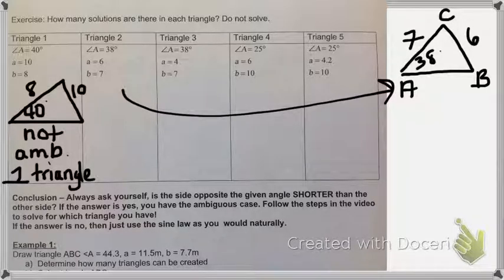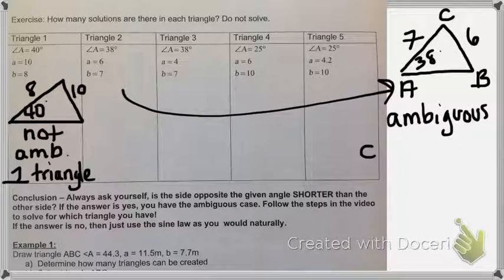So ask yourself the same question. The side opposite the given angle is 6. Is 6 shorter than the other side? Yes, it is. So this case is ambiguous. We have to do our check. And how are you going to do that? Well, same thing as we did before.